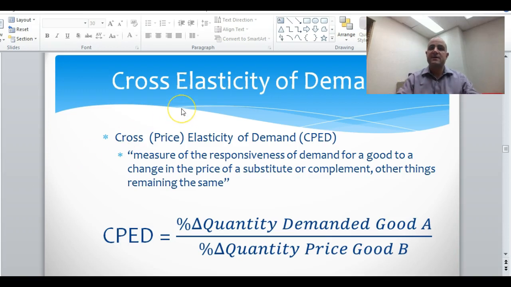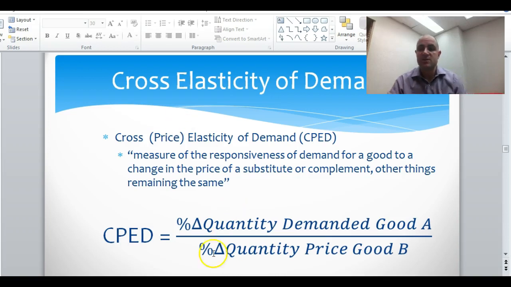The next one we have is the cross elasticity of demand, otherwise known as the cross price elasticity of demand. The cross elasticity of demand compares two products. The official definition is a measure of the responsiveness of demand of a good to a change in the price of another good, substitute or complement, other things equal.